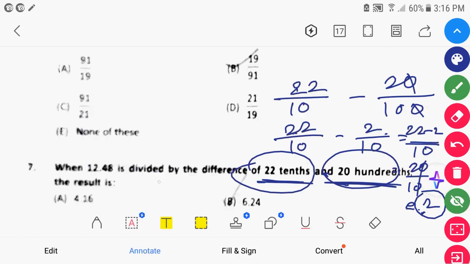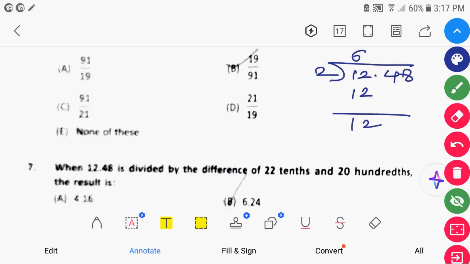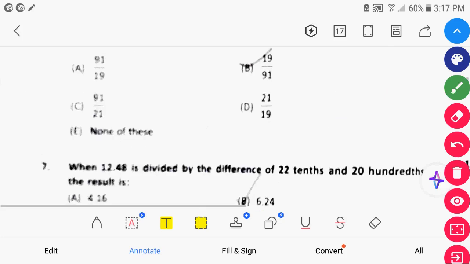Now you have to divide this 12.48 by 2. Now divide 12.48 by 2. 2 6s are 12. Now the decimal point will be given. 4 will come down. 2 2s are 4. 8 will come down. 2 4s are 8. So 6.24 is your answer.